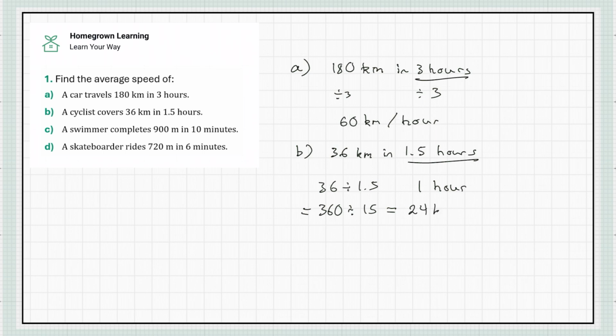So we're left with 24 kilometers per hour. And the reason I can do this, the reason I can multiply it, is essentially it's an equivalent fraction. If you want to go back and look at that, I've got some videos on it. It makes the division and multiplication of decimals a lot easier.